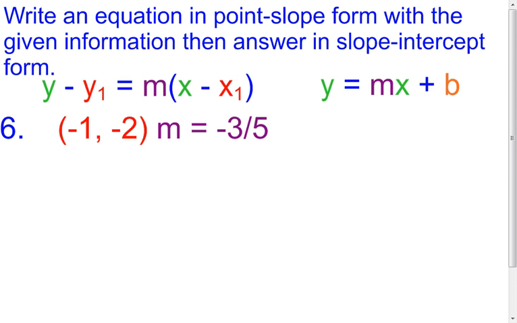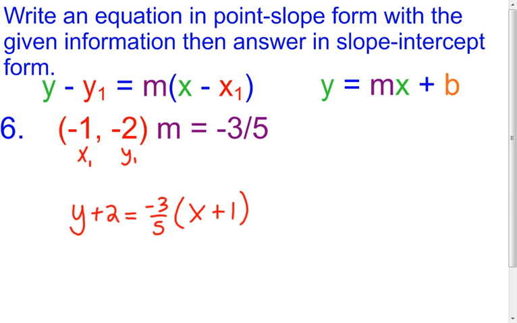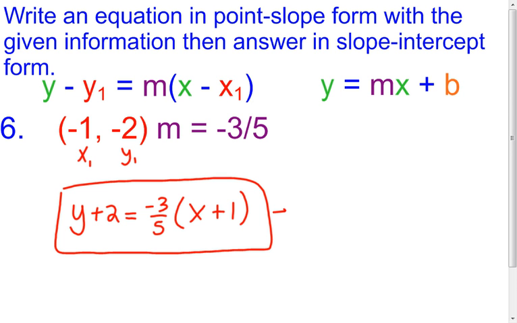All right, another one. This one does not come out nearly as pretty. We have to deal with some more fractions, but we can do this. So again, I've given you a point and the slope, so it's easiest to put that into point-slope formula. x1, y1. So when I plug it into the formula, I have y minus negative 2, because my y1 is negative 2. Well, minus negative 2 is positive 2, equals my slope, which is negative 3/5, times x minus negative 1. And minus a negative, of course, would become a positive. Okay, so this right here is what it would look like in point-slope form.